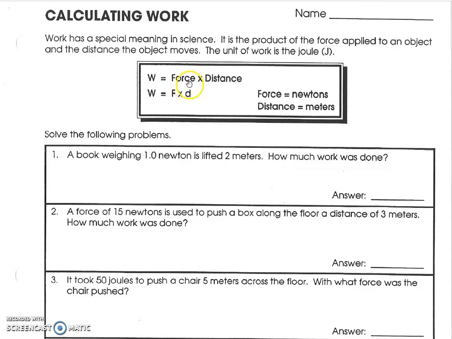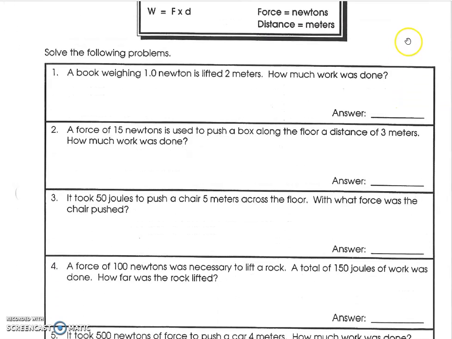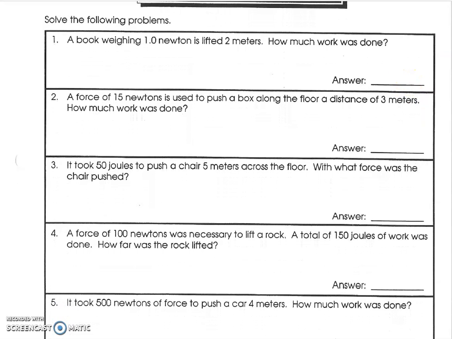So you have to start paying attention to units. Work, simply put, is force multiplied by the distance. The force is going to be in newtons, the distance is going to be in meters. And if you're not given those units, then you have to convert to those units. Now, some of these problems are going to be pretty straightforward. This first one, a book weighing 1 newton is lifted 2 meters. Well, that is the force and the distance, nice and easy. So the equation work equals force times distance. You get 1.0 newtons multiplied by 2 meters, and that will give you your answer of 2 joules.